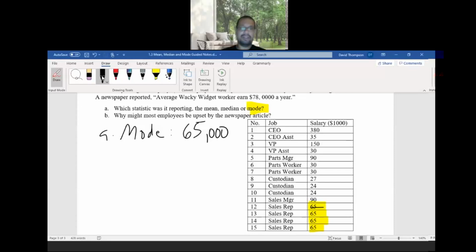So next, let's find the median. Actually, let's scratch that. Let's do the mean next. What that means we have to do is add them all together: 380,000 plus 35,000 plus so on, all over 15 employees.